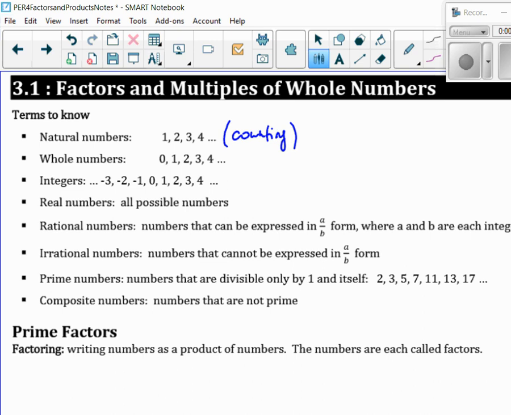Whole numbers are the natural numbers plus 0. Okay? Integers, of course, are the whole numbers with positive and negative signs. So it includes 0, but it also includes the negative numbers. Real numbers are all possible numbers that you can basically find in your math career. Your calculator uses the real number system. It doesn't use the complex number system.